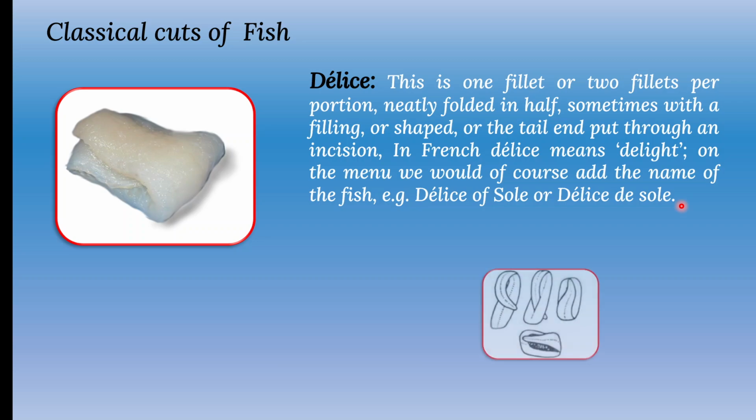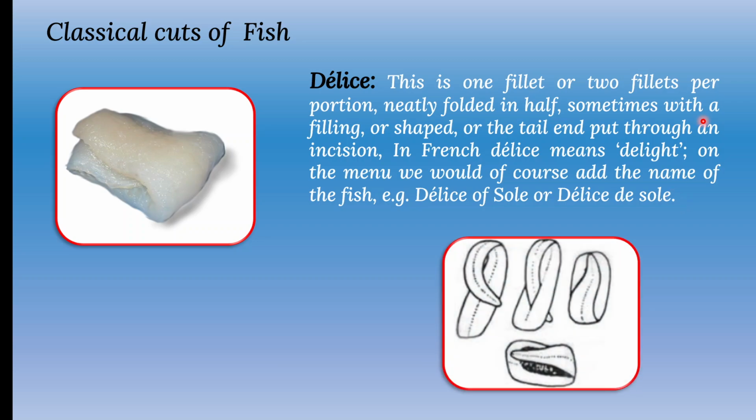Some more elaboration. As we have mentioned, the fillet is folded, make one incision out here and the tail end is inserted inside, or it will remain like this, and inside we can put some stuffing. This total arrangement is known as délice, and it looks like this. Clear? It is gently patted and folded, nothing else. Délice is clear.